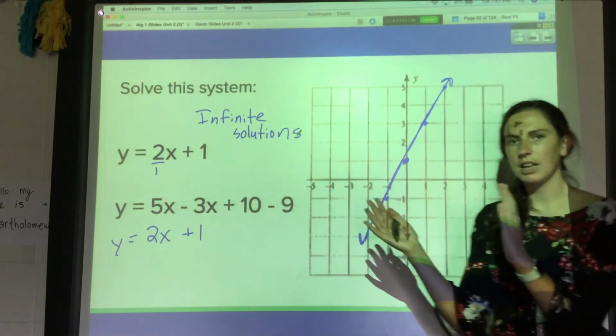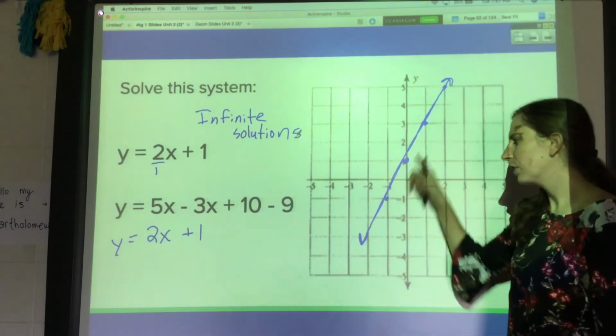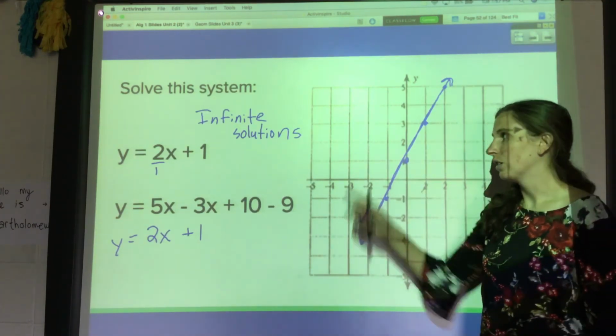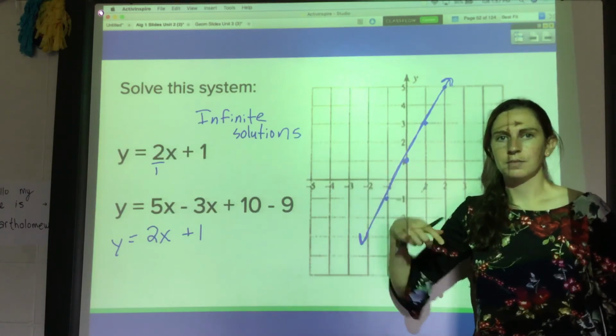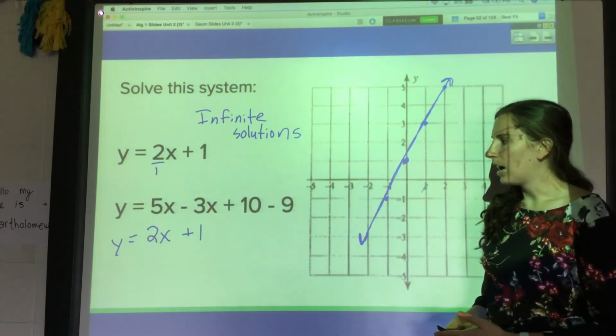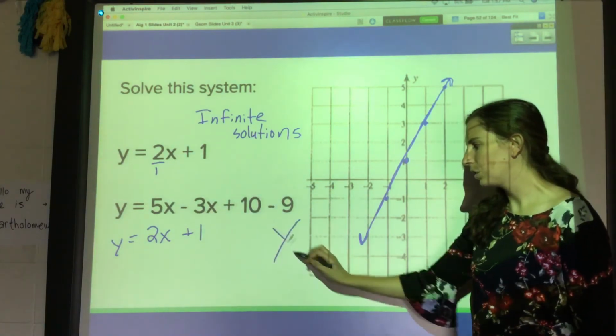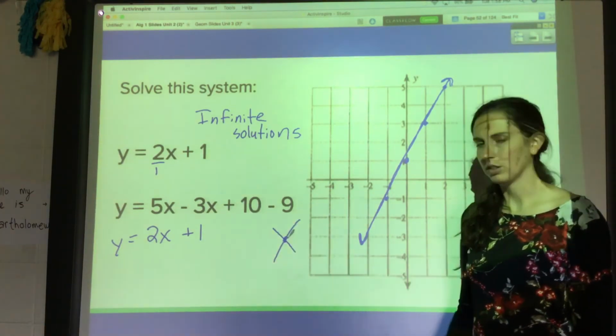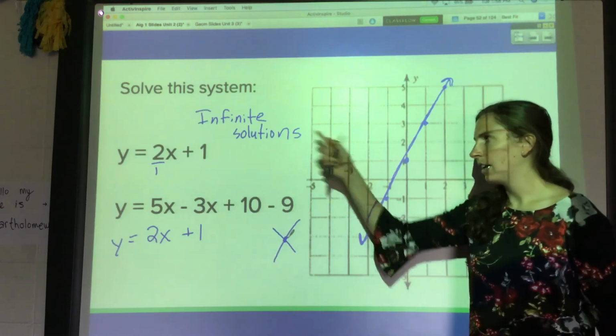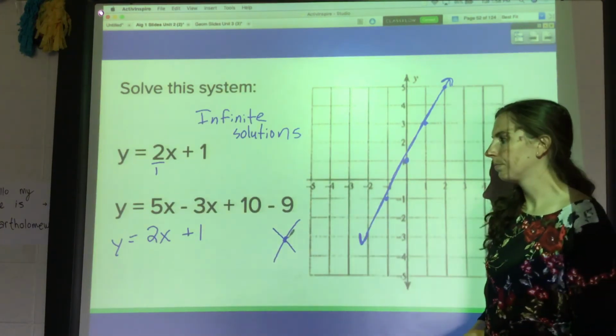So if they're ever parallel, there's no solution. If they're ever actually just the same line, there's infinite solutions. And that's pretty much it. Other than that, you could only have two lines that intersect once. So there's either one solution, infinite, or no solutions.